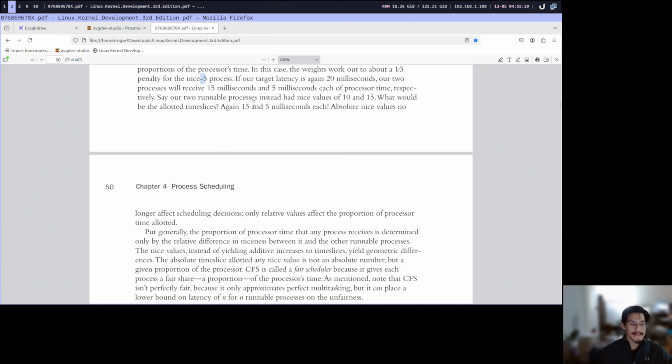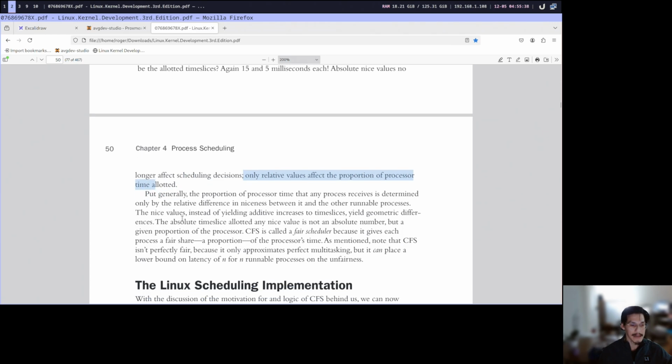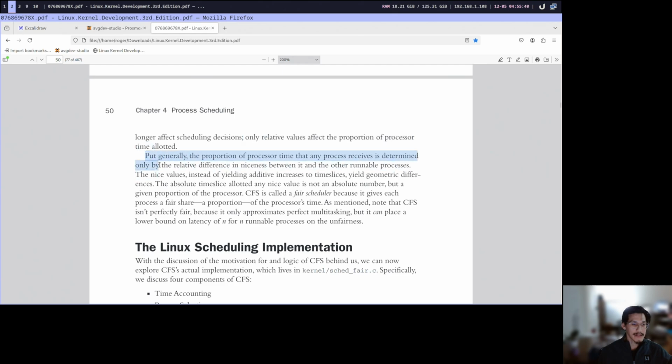So yeah, again, 15 and 5 milliseconds each. Absolute nice values no longer affect scheduling decisions. Only relative values affect the proportion of the processor's time allotted. So, put generally, the proportion of processor time that any process receives is determined only by the relative difference in niceness between it and other runnable processes.